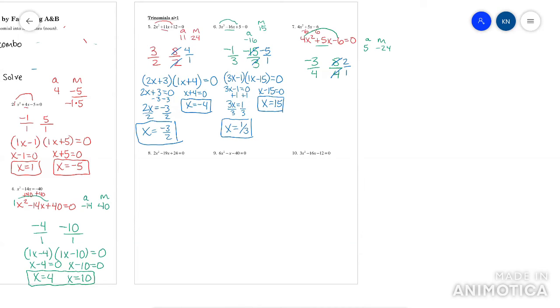Now you're ready to write it in factored form. This one would be 4x minus 3, 1x plus 2 equals 0. Set each factor equal to 0 and solve.